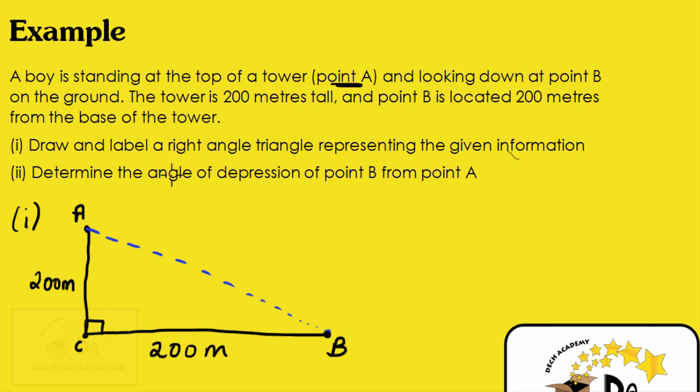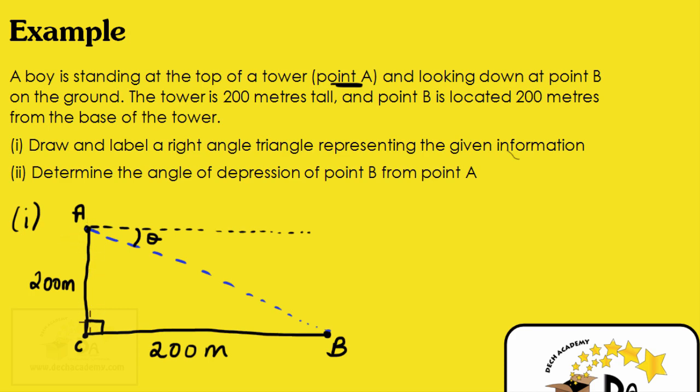Question 2 says determine the angle of depression of point B from A. So you're at A, you're looking down at point B. What's the angle of depression? Well, if you're looking straight ahead, this will be your line of sight, but you're actually looking downwards. The angle formed between this horizontal line of sight and the actual line of sight in blue is the angle of depression, which I'm going to call theta.